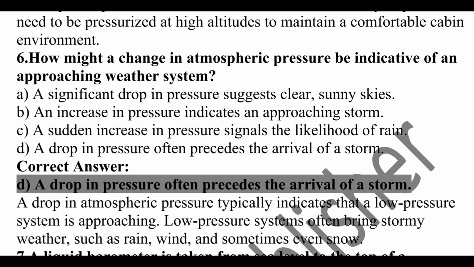Question number 6. How might a change in atmospheric pressure be indicative of an approaching weather system? Option A, a significant drop in pressure suggests clear sunny skies. Option B, an increase in pressure indicates an approaching storm. Option C, a sudden increase in pressure signals the likelihood of rain. Option D, a drop in pressure often precedes the arrival of a storm.